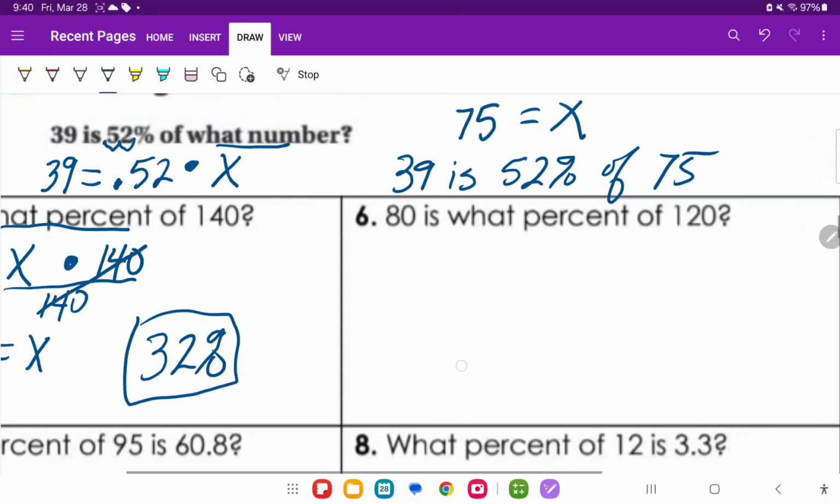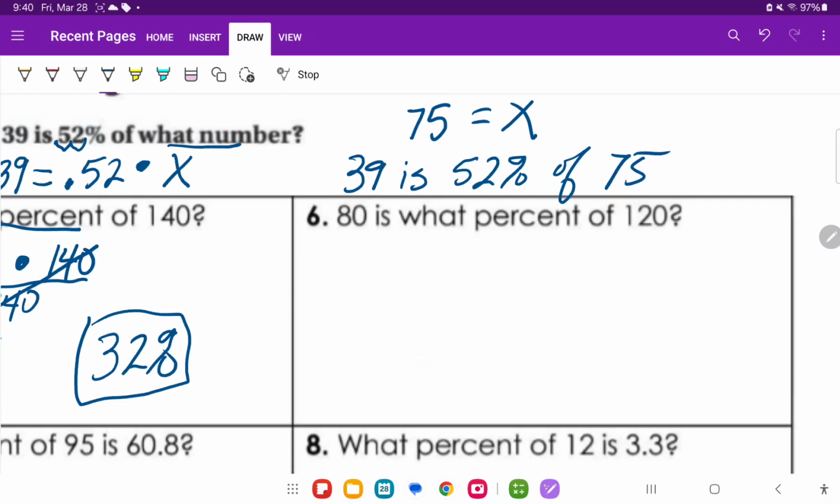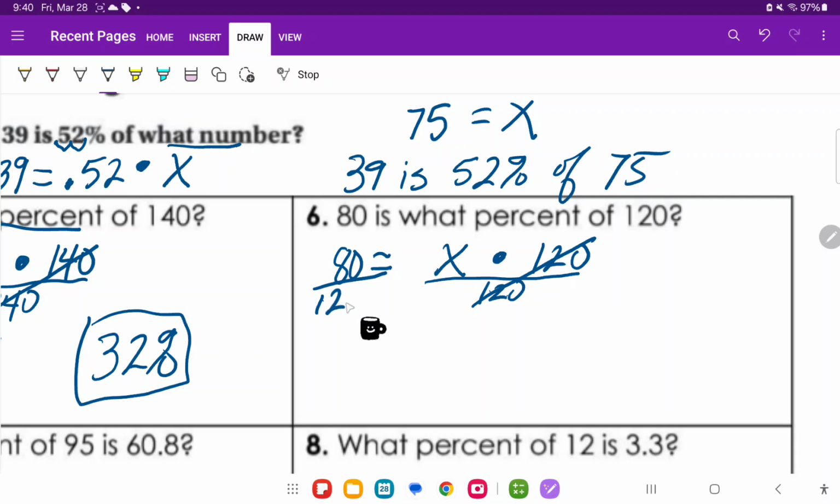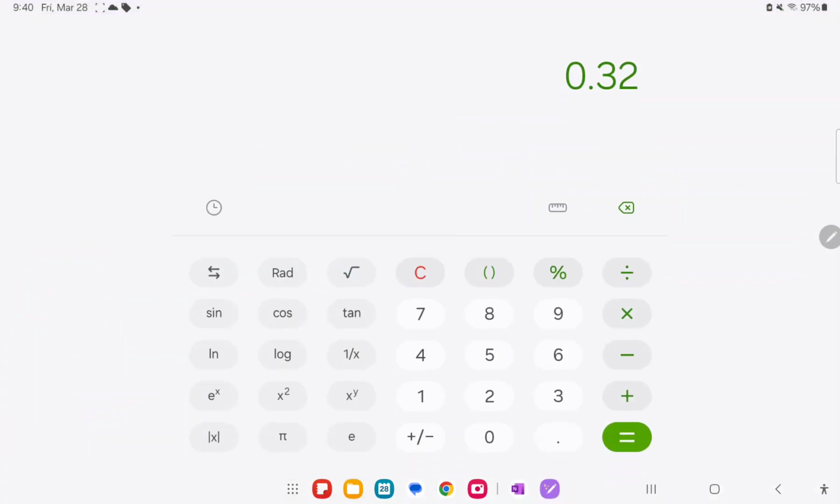Okay, so we're going to do that same thing over here on number 6. First, write the math sentence. 80 is equal to what percent of 120? All right, we need to get x alone. Divide by 120. That'll cancel. Divide by 120 right here. So I'm going to go over here and 80 divided by 120.